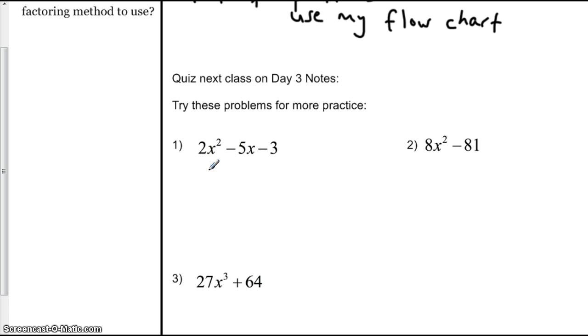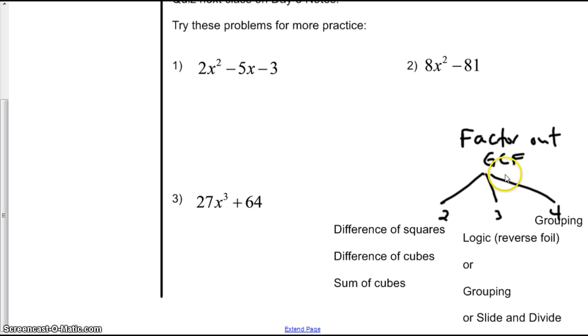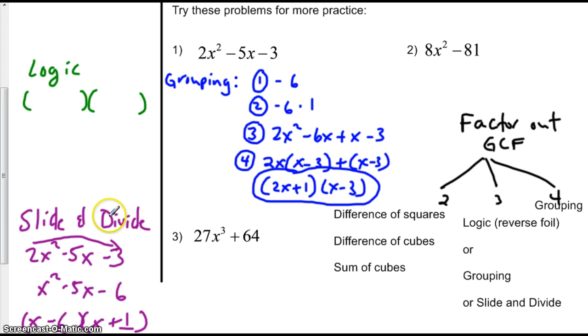So then I have 3 methods that I can choose from when it comes to 3 terms. And remember, those 3 methods, when you have 3 terms, are either logic, reverse FOIL, grouping, or slide and divide. So go ahead and pick your favorite method. I'm going to show you all 3 and talk about all 3 here in a minute. So the first method I'm going to show you is using logic.